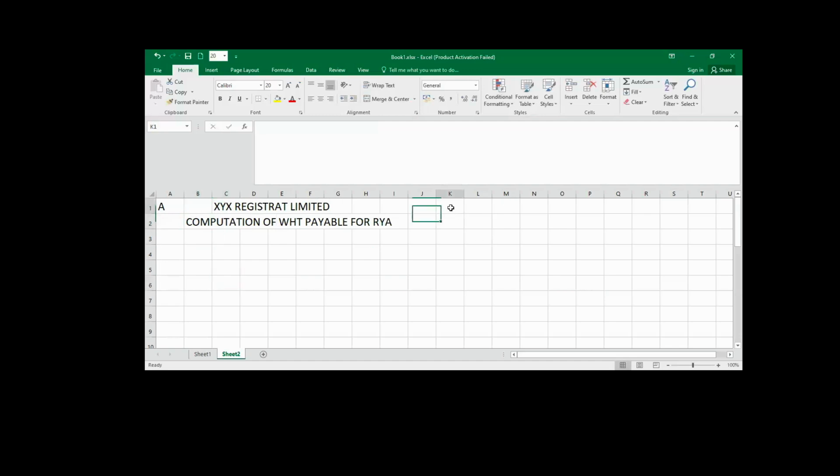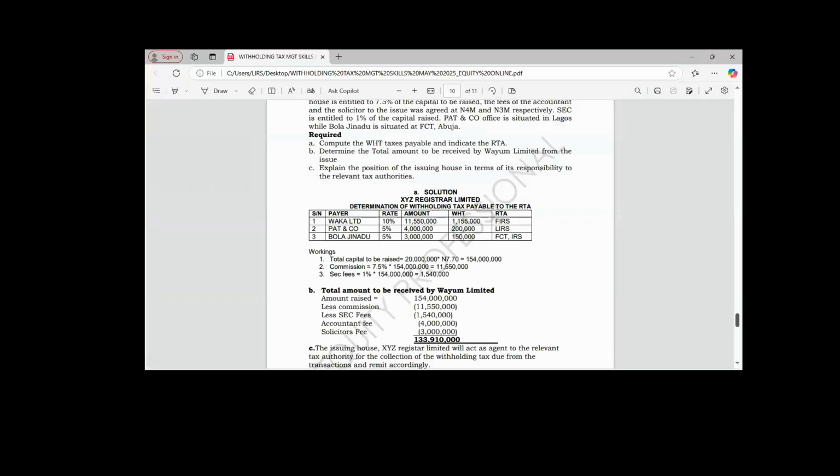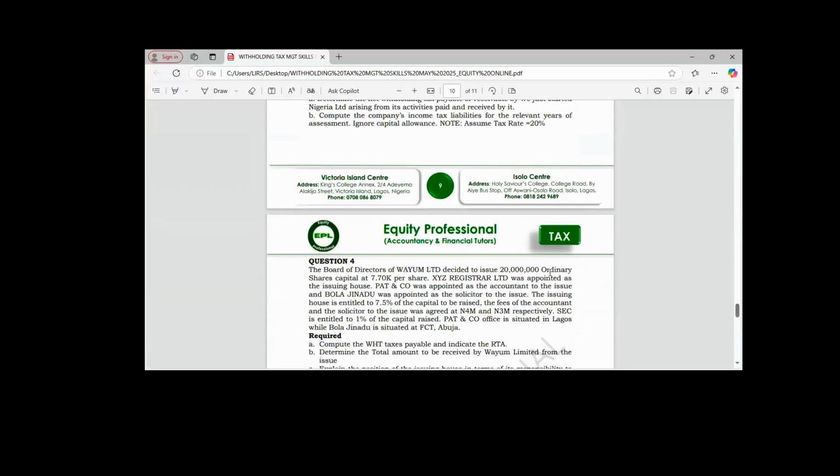Before we can compute this withholding tax, we need to do our workings to get some information. Number one working is to get how much is the capital raised, the total amount raised. If you look at the question, they are going to issue 20 million ordinary shares at 7.70 naira.